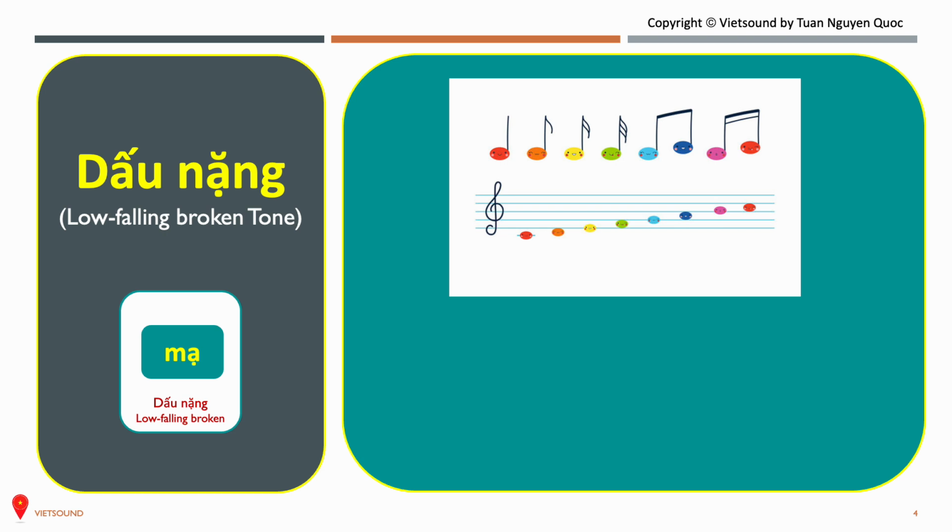So we start by making the falling tone. We make our voice a little bit lower, and then you immediately cut off the sound by closing your vocal cord very, very strongly. And the moment you cut off the sound, you get the low falling broken tone. Okay, for example, now I'm gonna do it with the sound. First let's take the sound a little bit lower. We have... and now immediately cut off the sound.